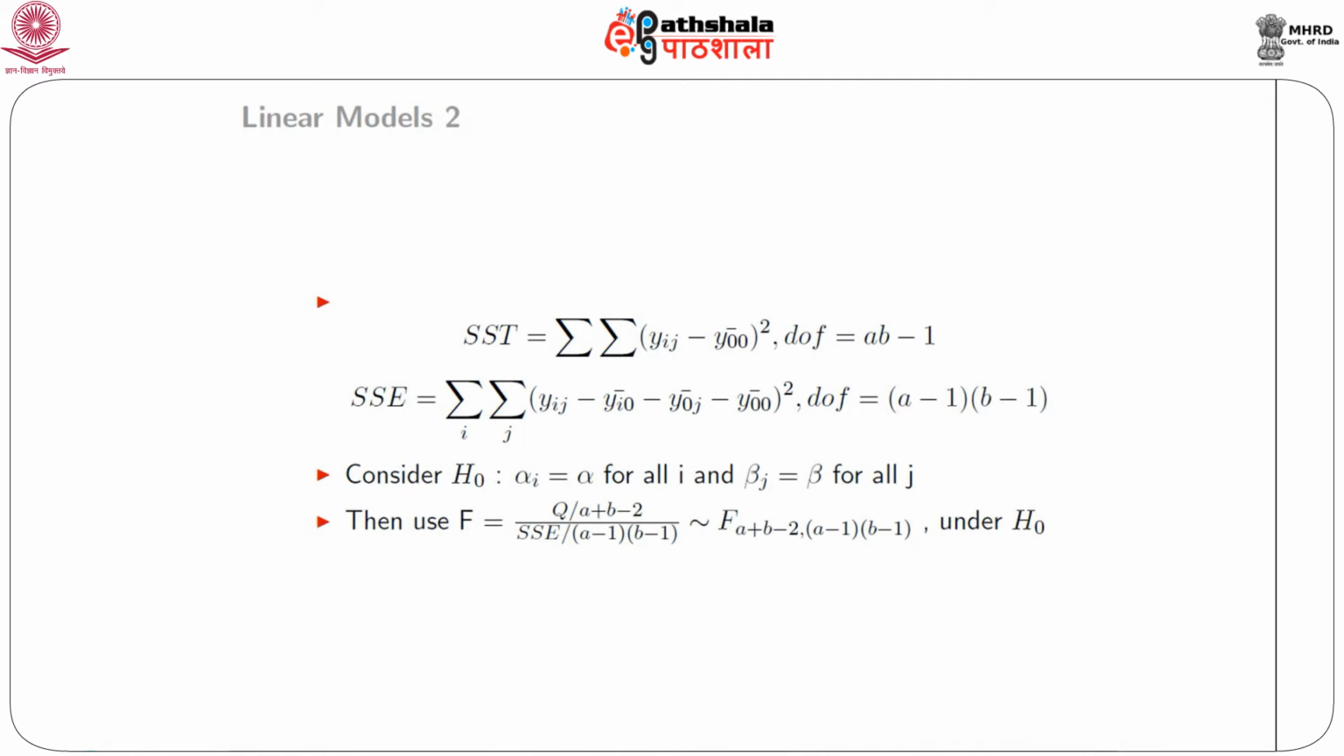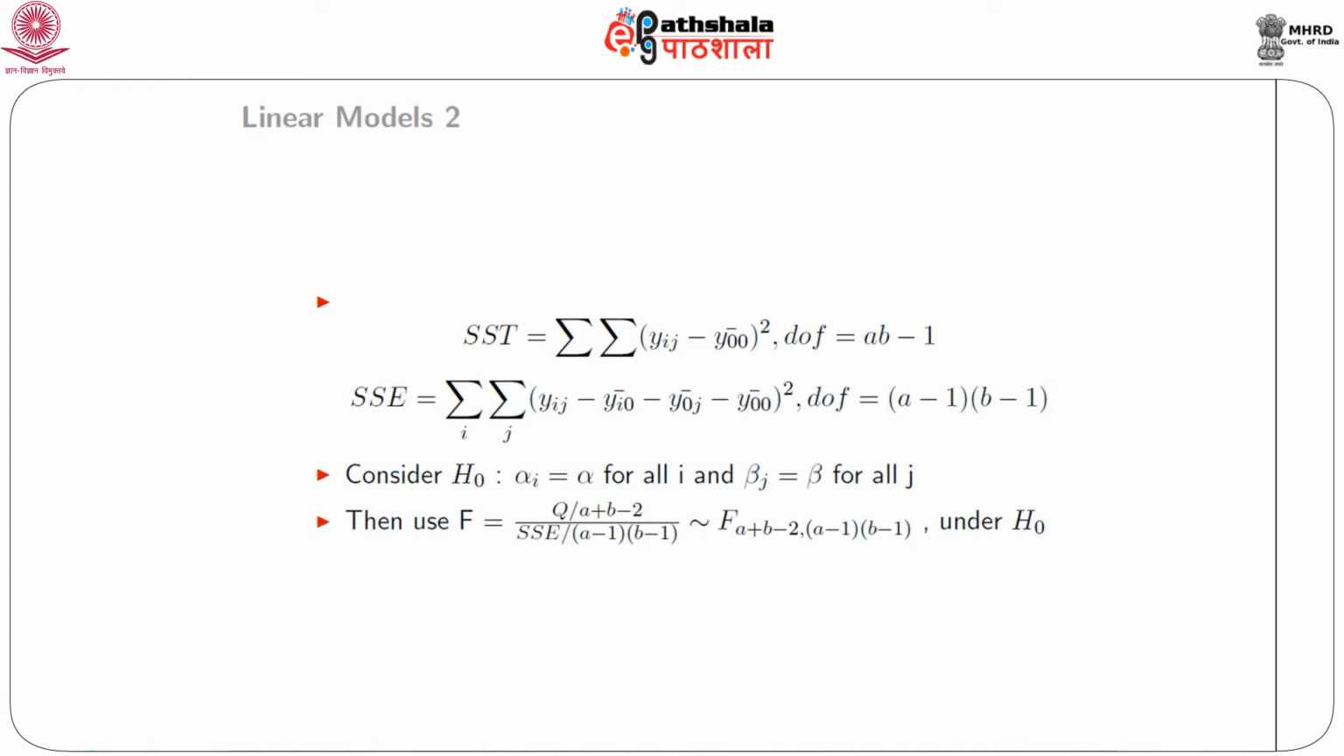SSE equal to summation i summation j of a very big expression, and as we have already mentioned in one of our earlier modules, we always continue to give a wrong expression in the hope that you will learn to write down the correct expression. So, figure out which of the negative signs should actually be a positive sign. Here the df is naturally a minus 1 into b minus 1. If you do not understand this, then try to read any standard book on linear models.